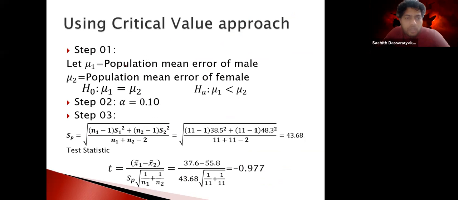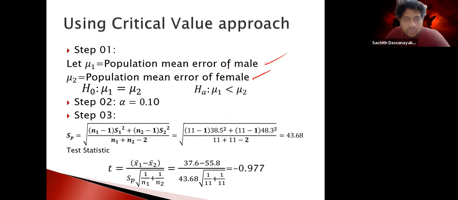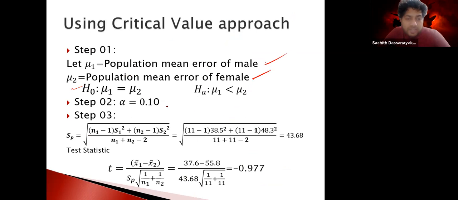Population mean error of male, population mean error of female. We are talking about mean error. Male is mu1, female is mu2. So H naught: mu1 equals mu2, but the alternative hypothesis is mu1 less than mu2. Why less than? Because low error. Here they have mentioned we need to check that on average males have lower error on direction than females. So it is a left tail test, and alpha is given.